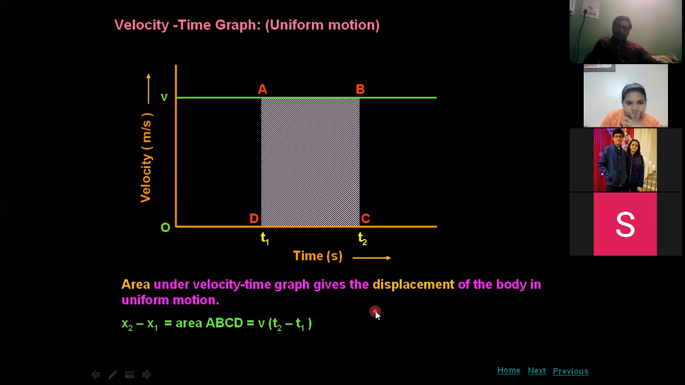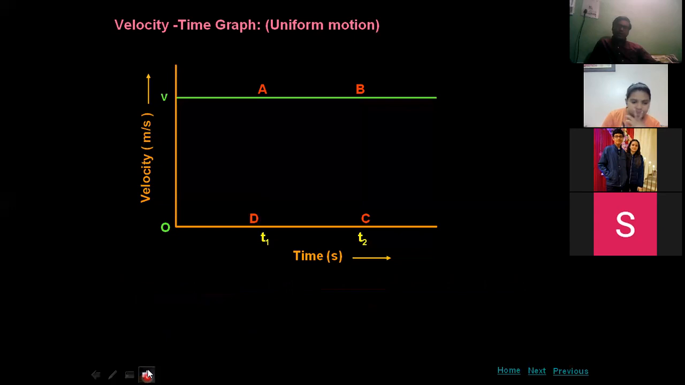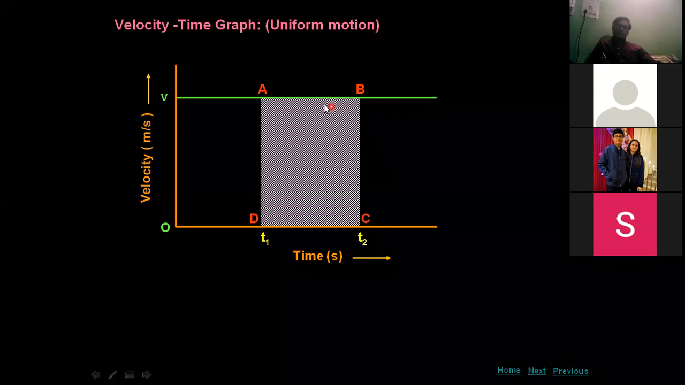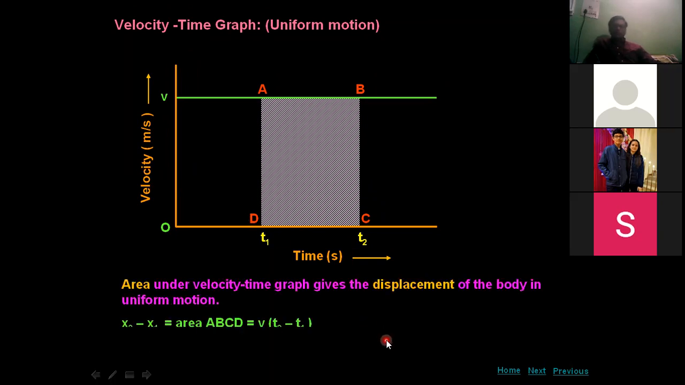Before your periodic test, I also explained it on the board in your class. So I'm just revising that through the PPT. So this is the area. So area under the graph represents the displacement. So this is the displacement. The magnitude of this area represents the displacement. So you can note it down. The area under the velocity time graph gives us the displacement.